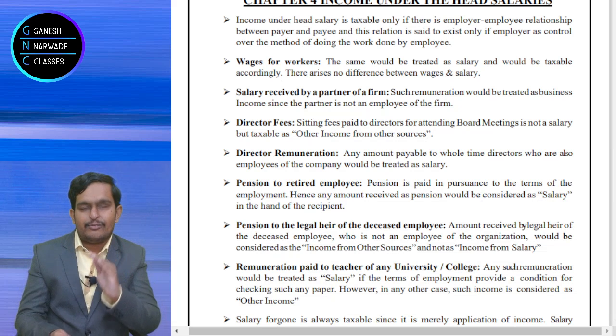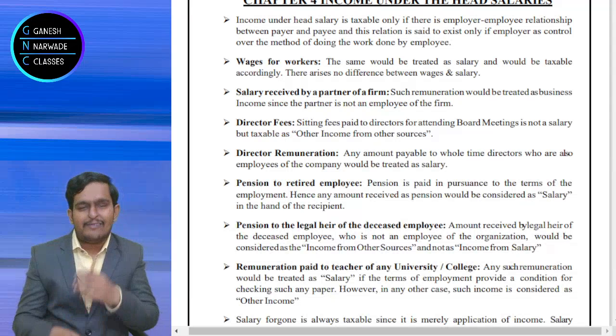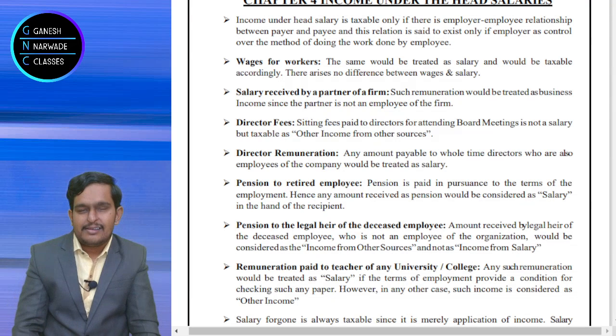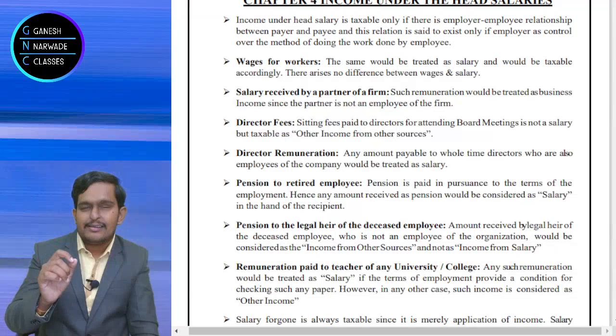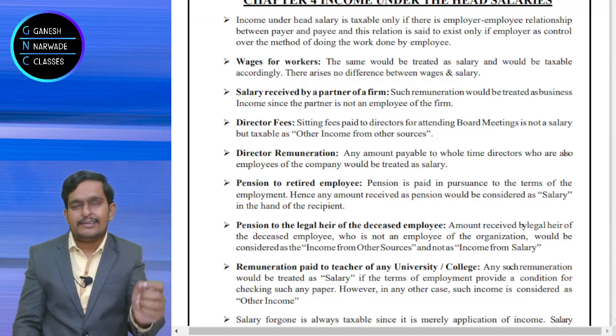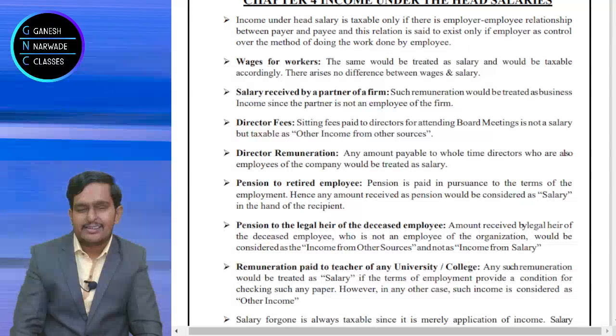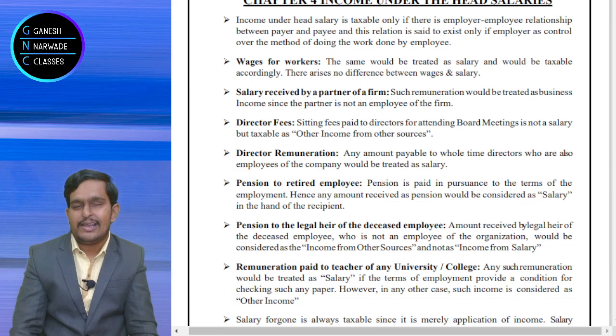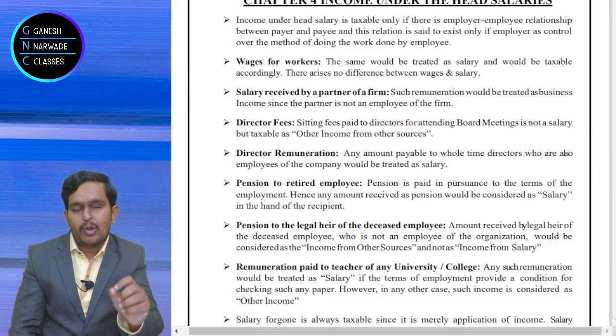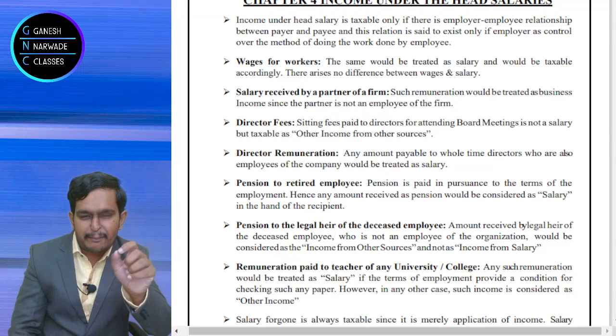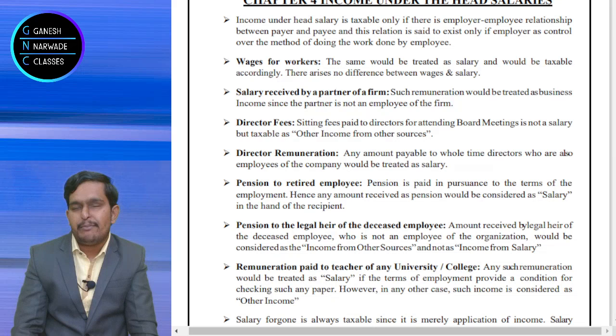Suppose you are working in a company and you retired, and after that you started getting pension. Now pension received by retired employees is taxed under the head salary. But suppose the pensioner dies, and the family members receive pension. What about that? It is taxed under the head other sources. Why so? Because for the employee receiving pension, the employer-employee relationship is established. But the family member receiving pension is not an employee, right? That's why income from other sources.